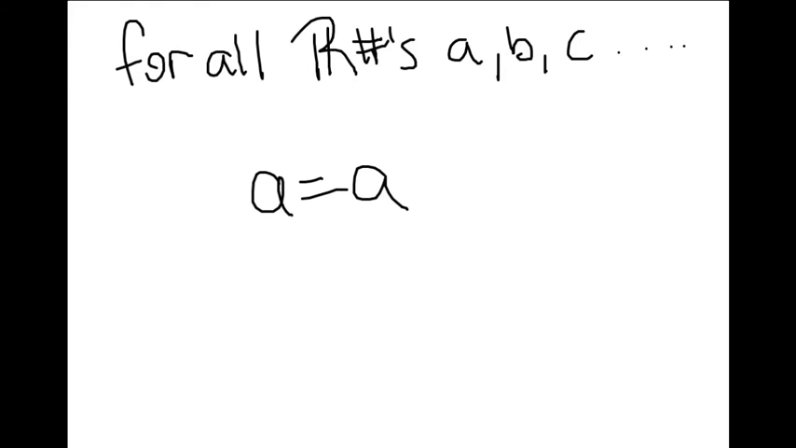Our next property for all real numbers says that a equals a. So anything equals itself. And think about looking in a mirror. You see yourself, don't you? You see your reflection? Well, this is called the reflexive property. And that just means that the number equals itself.